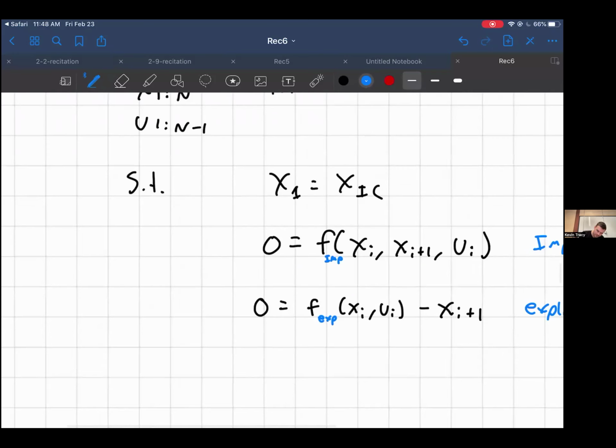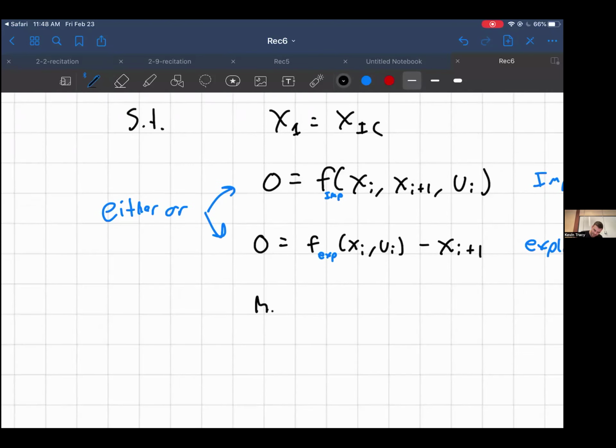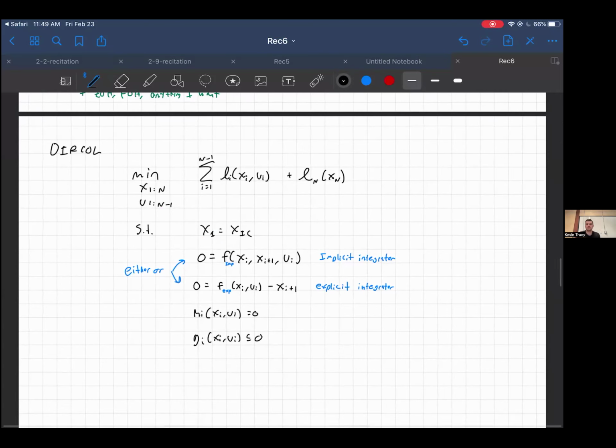So let's say either or. And then we get our classic constraints, some equalities. So if your problem looks like this, I can put it into DIRCOL. Now, how do we actually put it into DIRCOL?